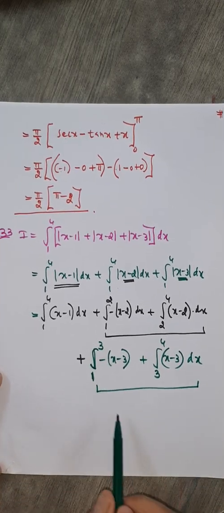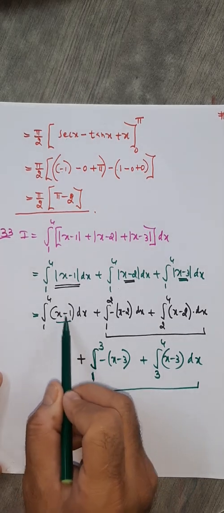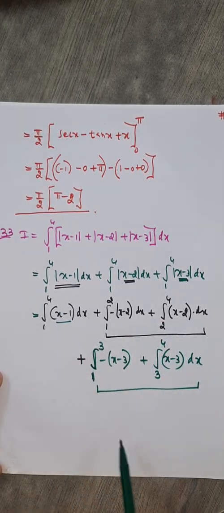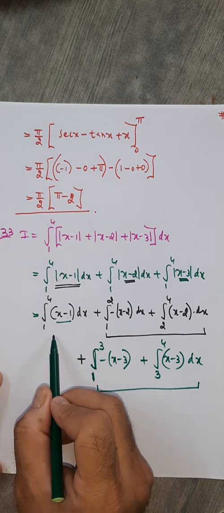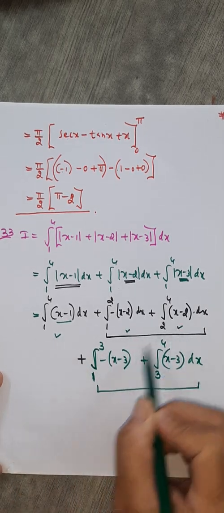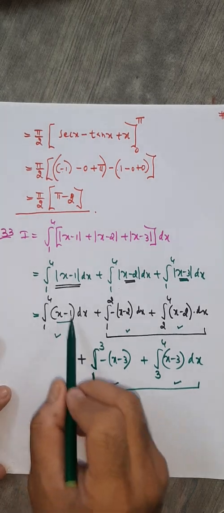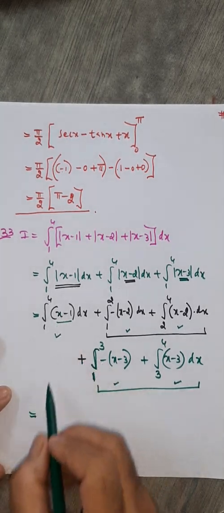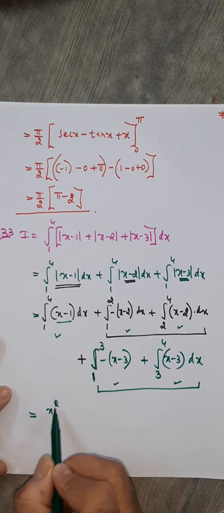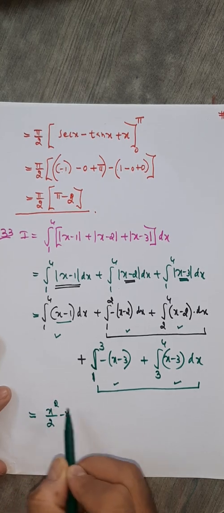Now, very simple. I'll not do it. Just integrate, upper minus lower. All are very simple functions. Remember, you have 1, 2, 3, 4 and 5. This many functions are there. Not a big task. If I do the first one here, x square by 2 minus x.